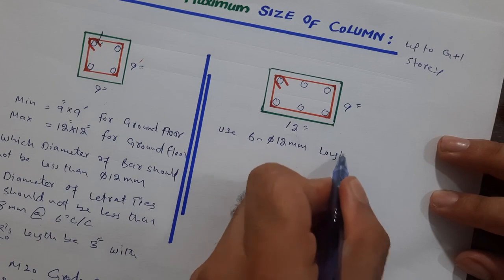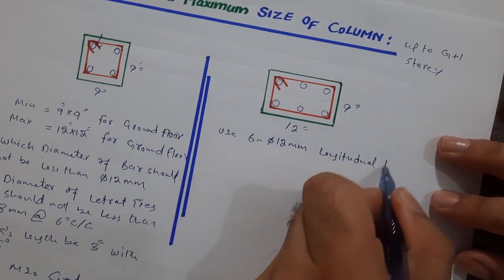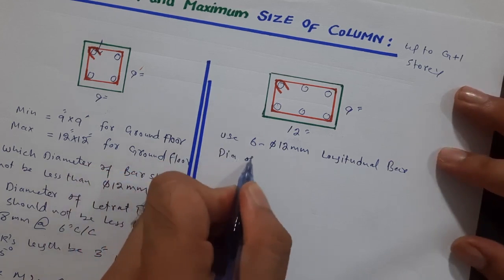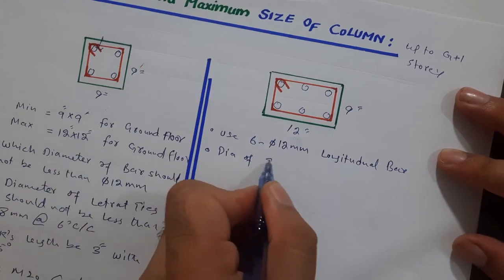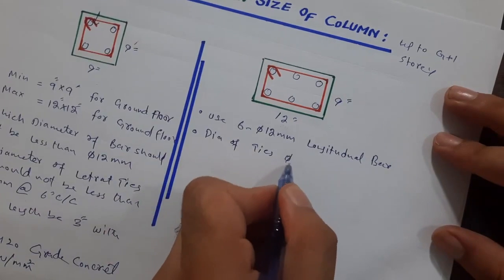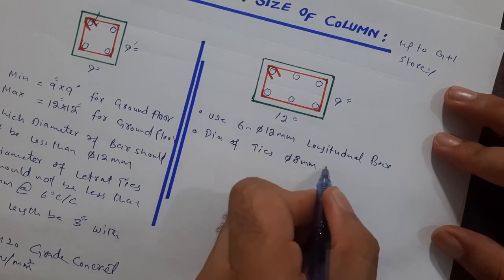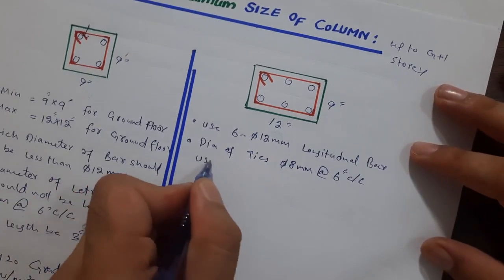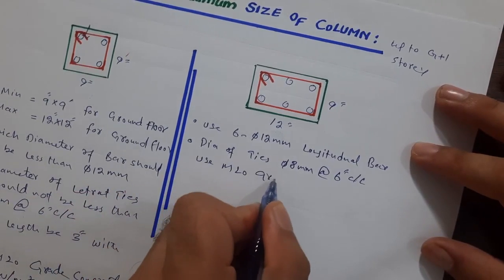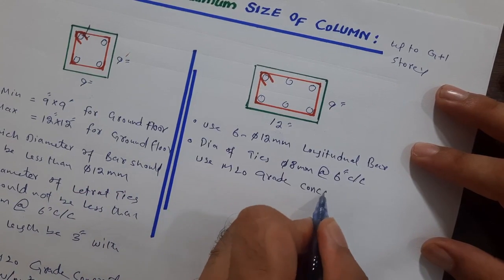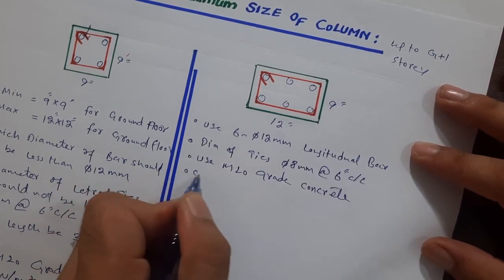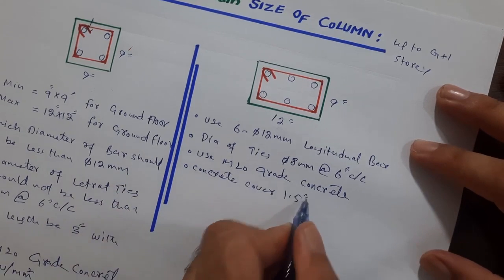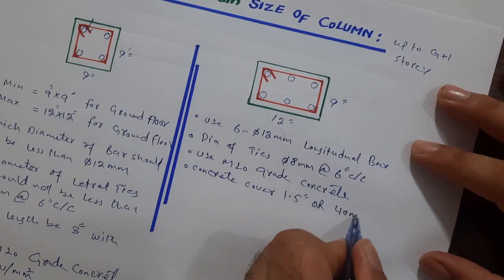These are longitudinal bars. Okay, and the dia of ties 8 millimeter with the spacing of 6 inches center to center. Okay, same guys, use M20 grade concrete, concrete cover 1.5 inch or 40 millimeter.